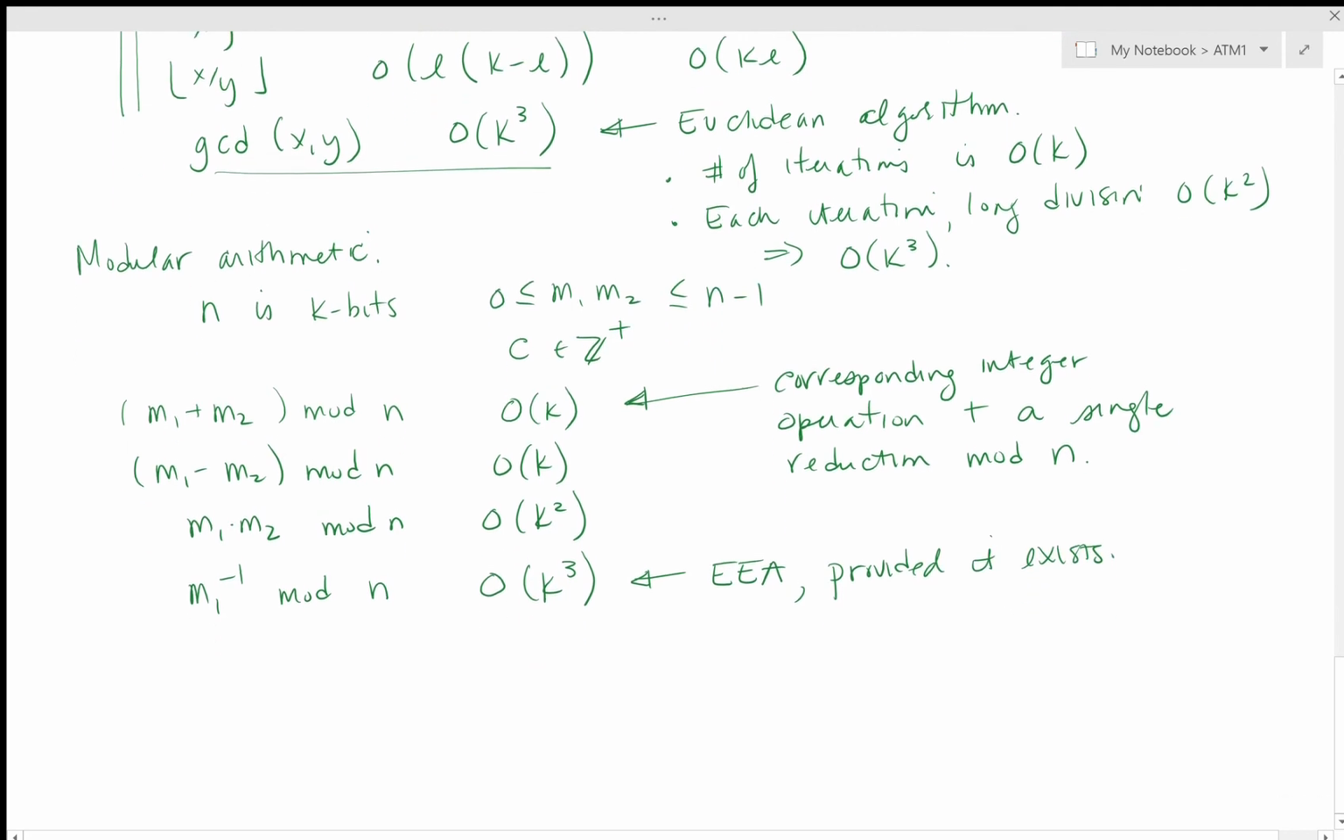Okay, so we saw that getting the GCD was of order k cubed, so it's not surprising that the modular inverse is also O of k cubed, because we pretty much get that for free if we keep track of the numbers as we're going through the Euclidean algorithm. Okay, m1 to the c, exponentiation mod n, is of order log c times k squared.